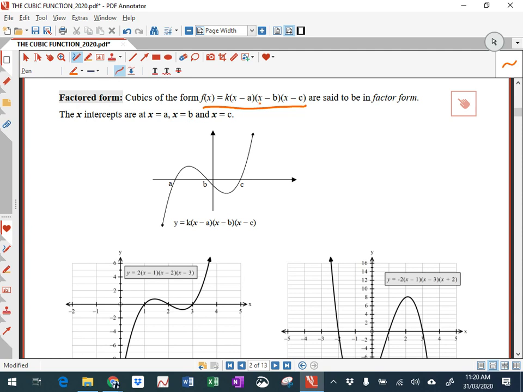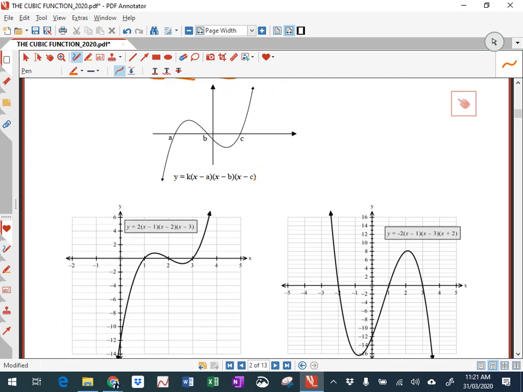Same for x equals b. Put x equals b in there. b minus b is 0. The other brackets won't be 0, but the middle one will be, and that makes the whole expression 0. Okay, so anytime you see a cubic in factored form, x minus a, x minus b, x minus c, it means that you've got x-intercepts at x equals a, x equals b, x equals c.